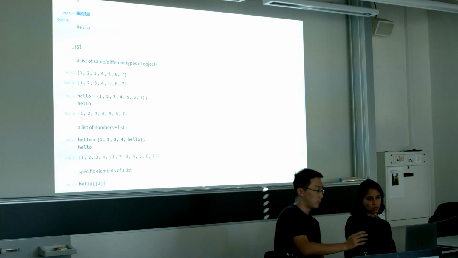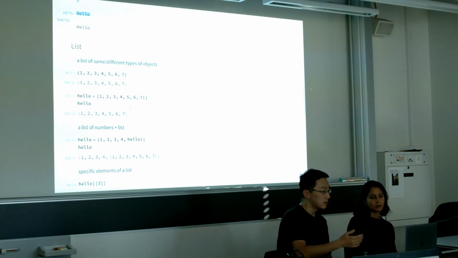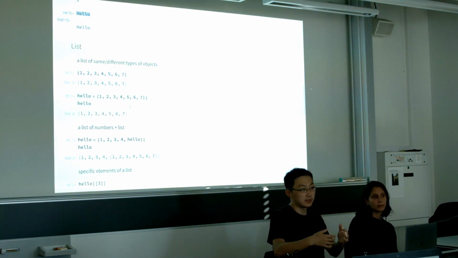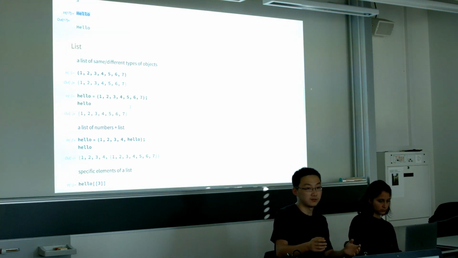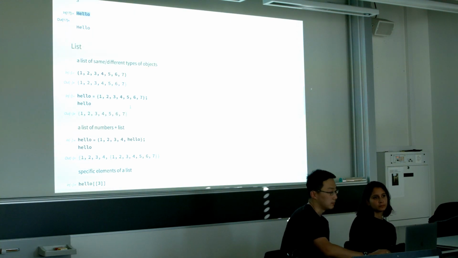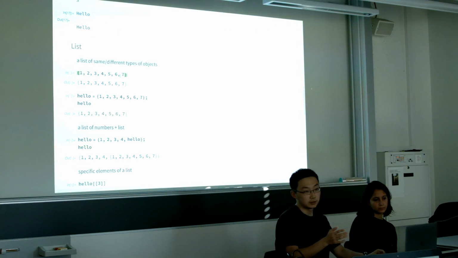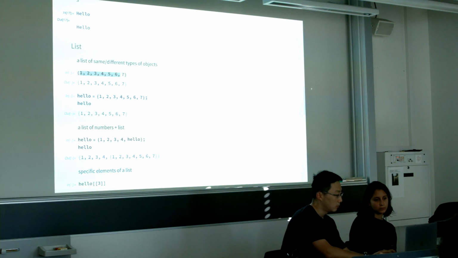And then a very important data structure of Mathematica is the list. A list is a set of objects which can be the same type or different types, for example, a set of numbers or a set of text. The way of making a list is to separate your data with commas, and then put all your data in, what's this? Curly brackets. Okay, curly brackets.